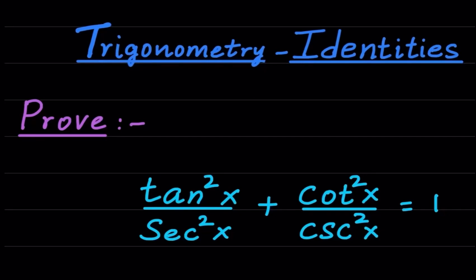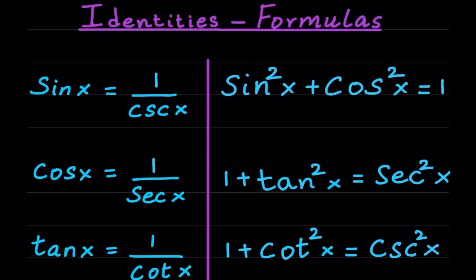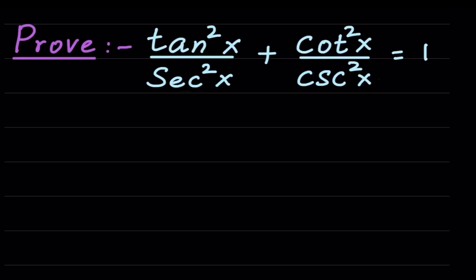In this video, we are going to learn about identities and I am going to prove left hand side is equal to 1. These are the identities formula. We are going to use these formulas to solve this problem. We have to change tan square x in terms of secant square x by using the identity formula.